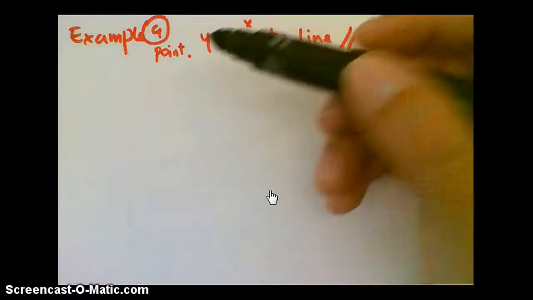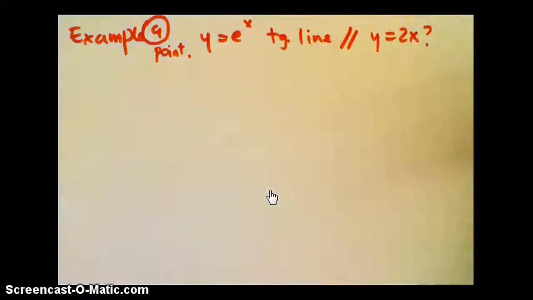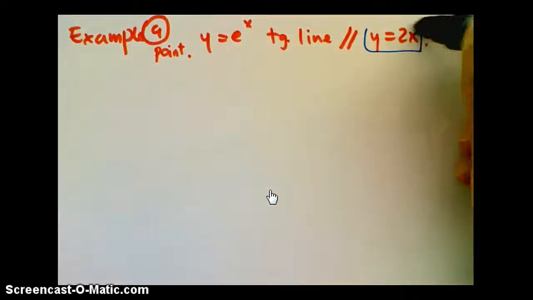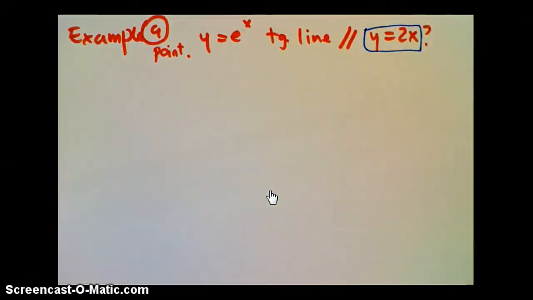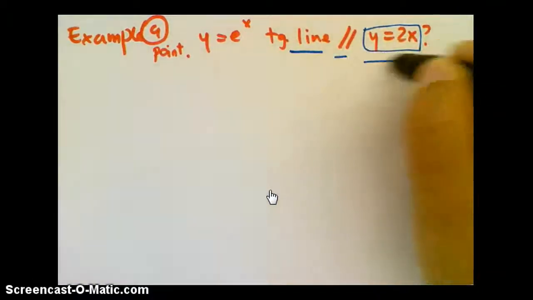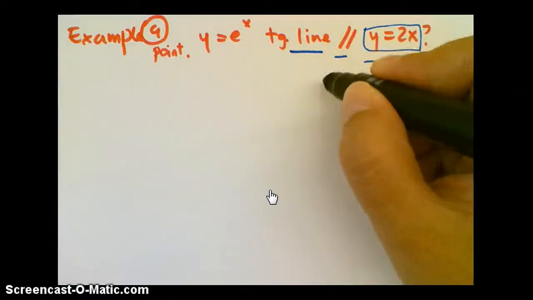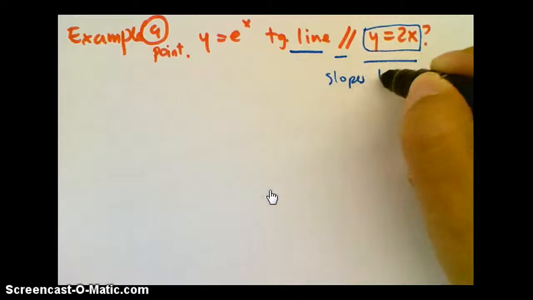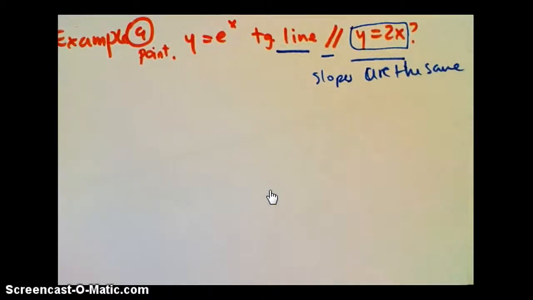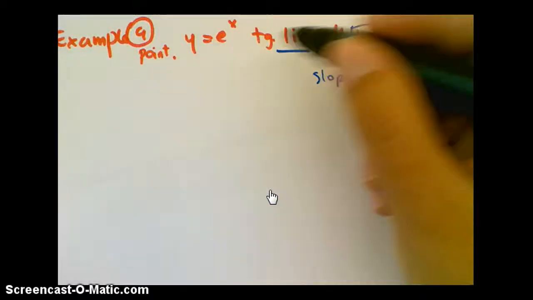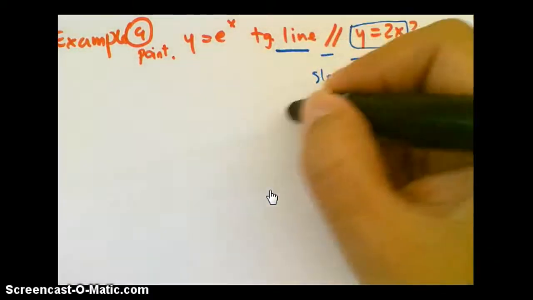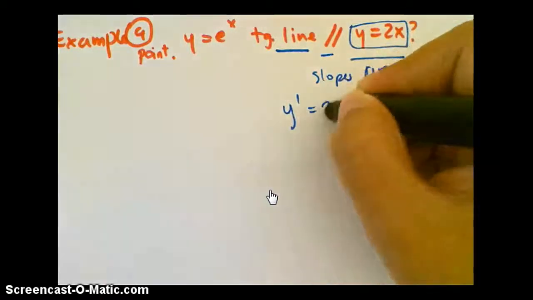In this problem, I'm trying to find a point on the curve y equals e to the x such that the tangent line is parallel to the line y equals 2x. It may sound like a lot is going on, but if a line is parallel to another one, the only thing that means is that the slopes are the same. That's an important piece of information. So I'm expecting the tangent line to have a slope of 2. Therefore, the derivative should be 2.